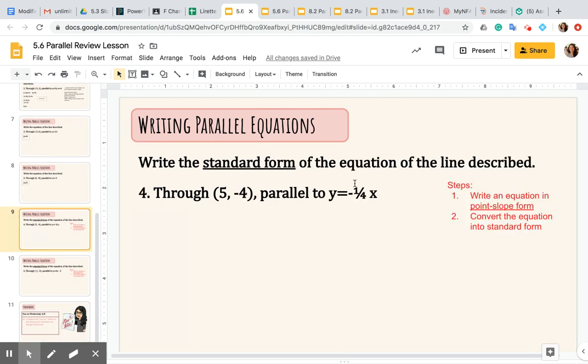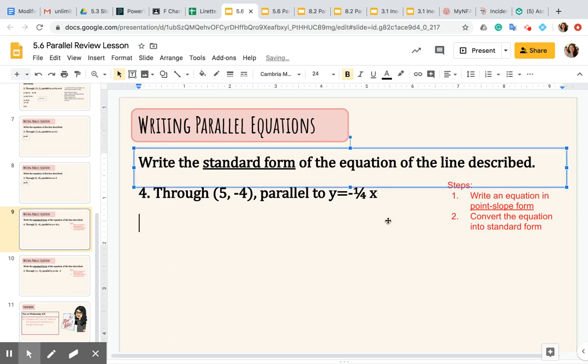All right, standard form. Do you guys remember standard form? That's the one with the ABCs and all the rules. So standard form, I know that's the form my answer has to be in. And again, I'm going to make my font a little bit smaller. So I'm going to start by writing the formula. It says write the standard form equation of the line described. Well, standard form is this. AX plus BY equals C.